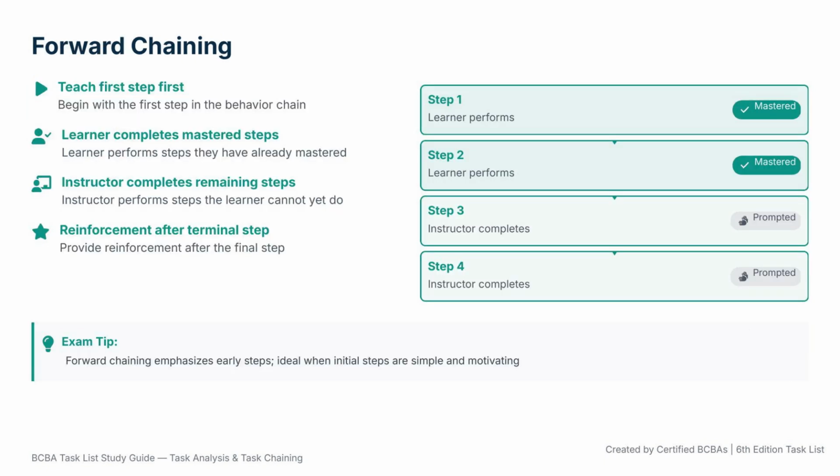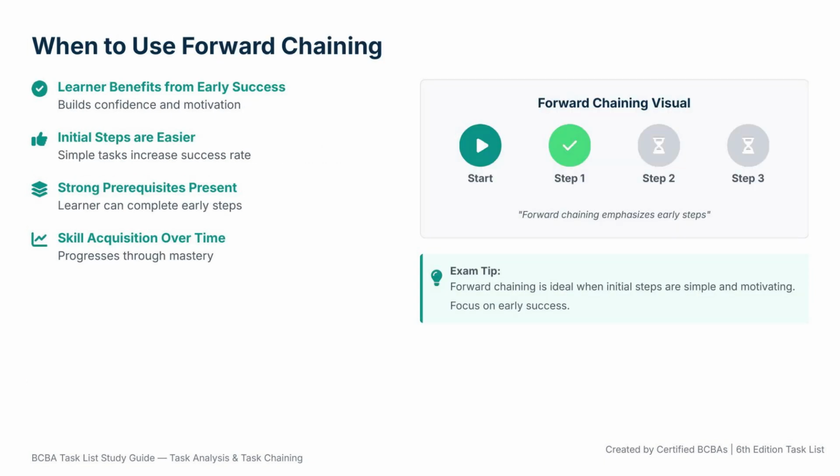Forward chaining teaches the first step first. The learner performs mastered steps, while the instructor completes the remaining steps. Reinforcement is delivered after the terminal step. This procedure emphasizes early success and is ideal when initial steps are simple and motivating. Forward chaining works best when learners benefit from early success.